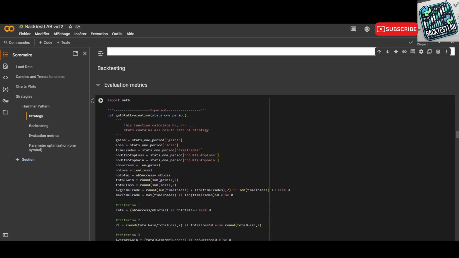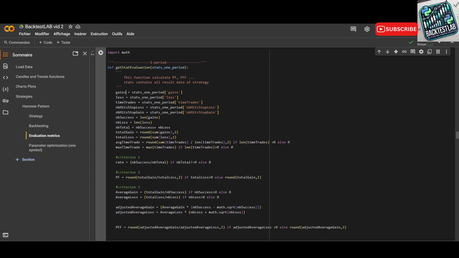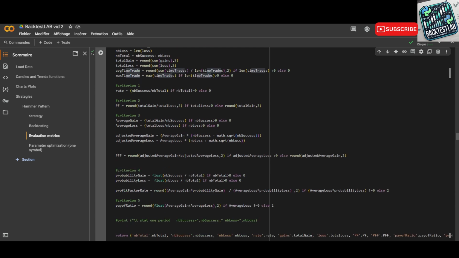So this is our function here that will evaluate all these 3 trades. Basically we are going to collect all the gains, how much money we gained from these 3 trades, how much money we lost, the time of trades, etc. And the more important here are the criteria that we are considering. So we will assess the strategy using 5 criteria.